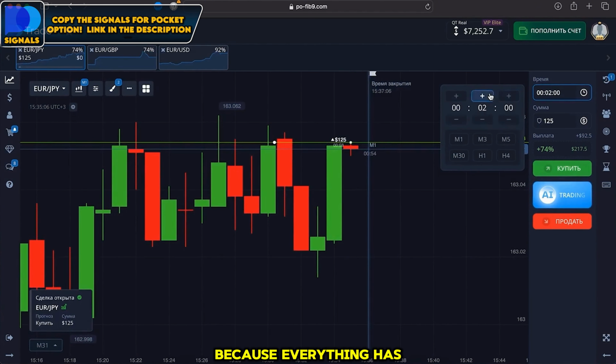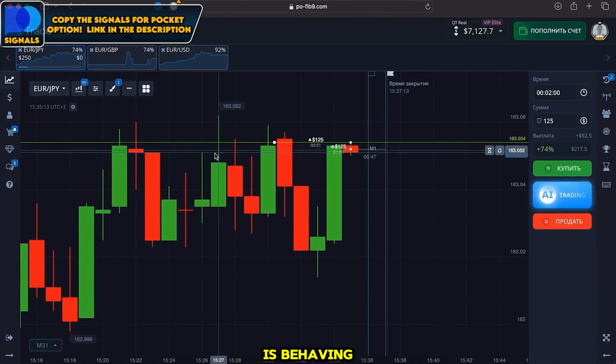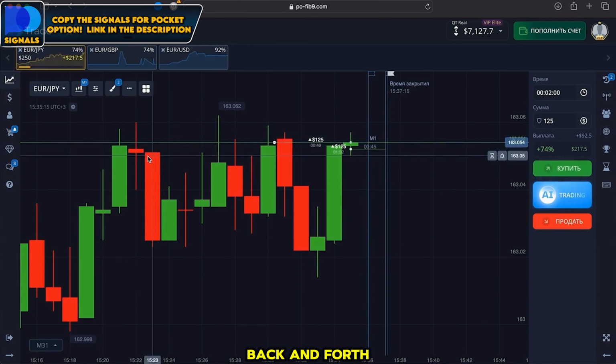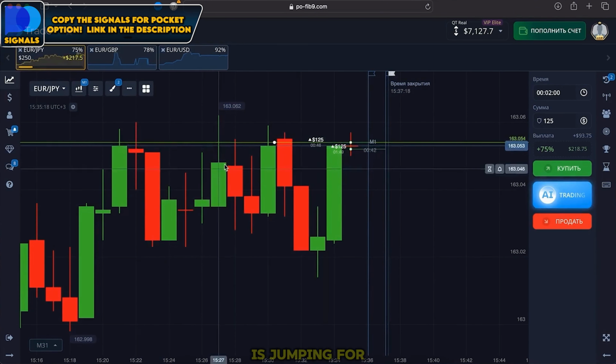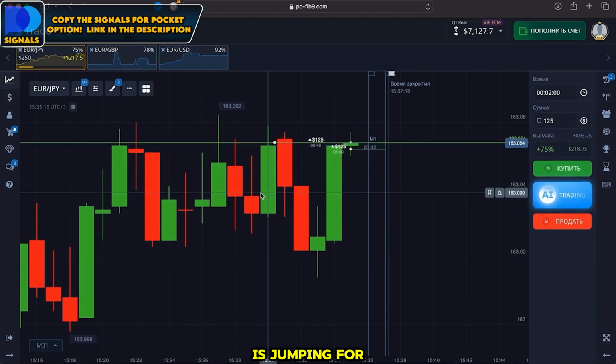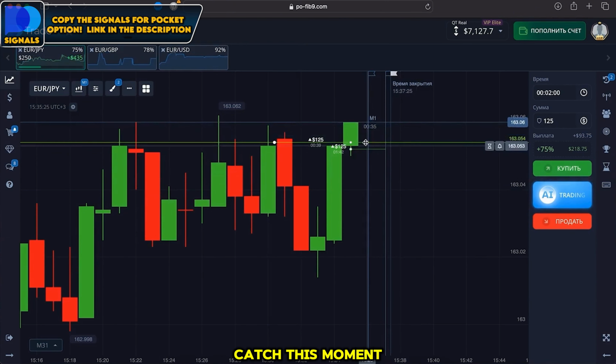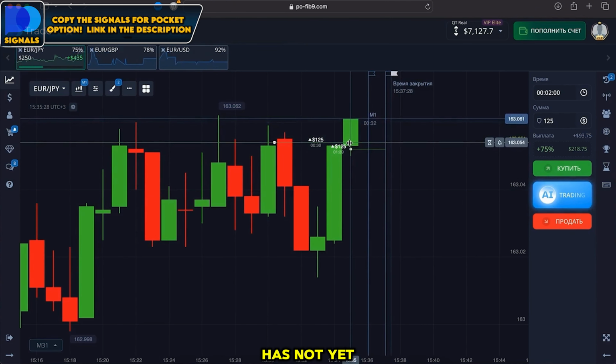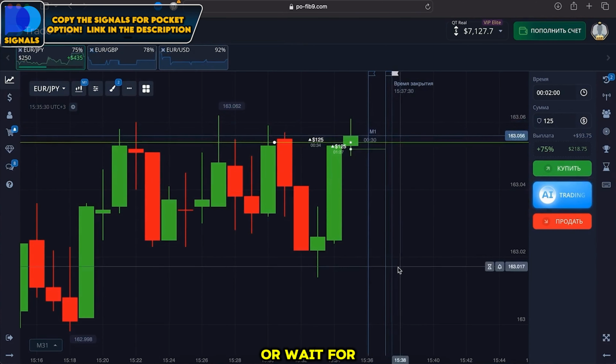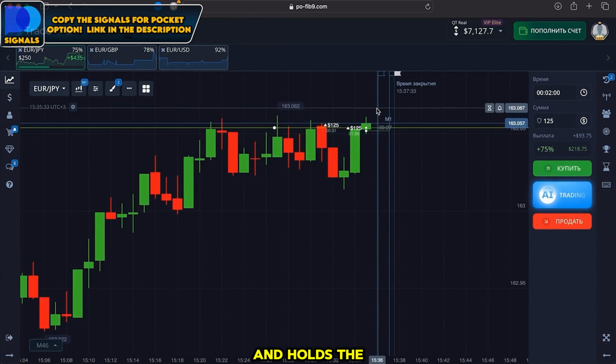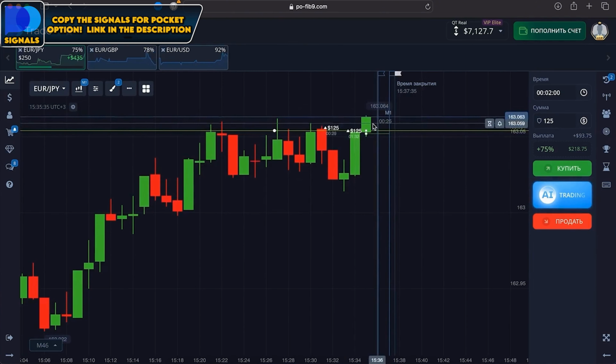But this is very dangerous right now because the price is behaving, so to speak, back and forth. That is, it is jumping for now, unable to break through this maximum. It is trying to break the ceiling, but so far it has not succeeded. Therefore, we just need to either catch this moment here when the maximum has not yet been broken, or wait for the moment when it breaks through and holds the candle beyond this line.